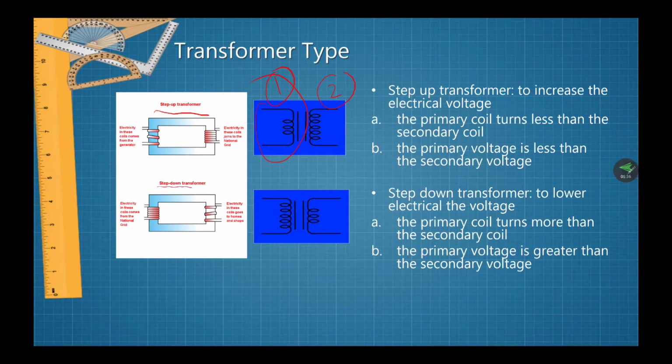And the second is the step-down transformer. This is the electricity in this coil that comes from the national grid, and this is the electricity in this coil that goes to homes and shops, for example. In the step-down transformer, the primary coil has more turns than the secondary coil. Okay, we can see in this illustration. And the primary voltage is greater than the secondary voltage.